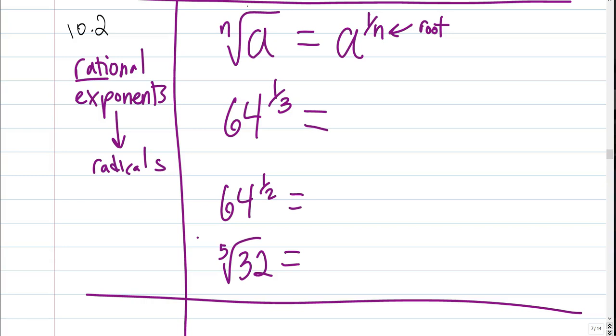So for section 10.2, we're going to look a little more into rational exponents, which are basically radicals. So we're going to look at radicals, but in a different way. See, if I have the nth root of a, we can rewrite that as a to the 1 over n. And you're like, why the heck would we ever want a fraction in the exponent? Well, I'll show you. But basically, whatever the root is becomes the denominator. The root is the denominator of the exponent.